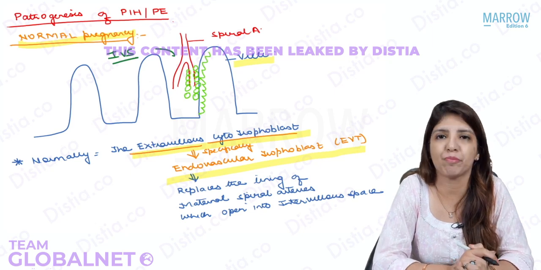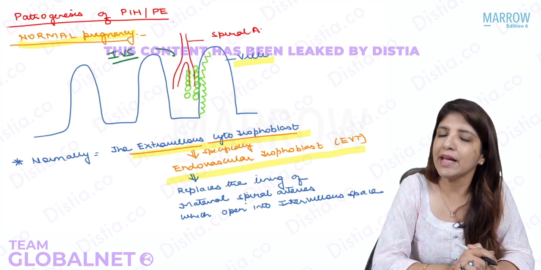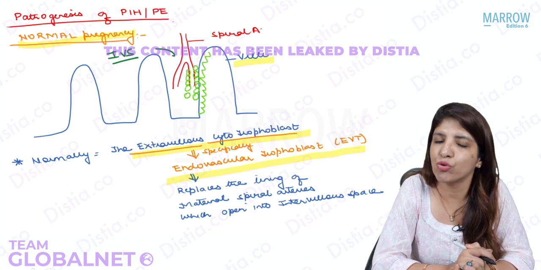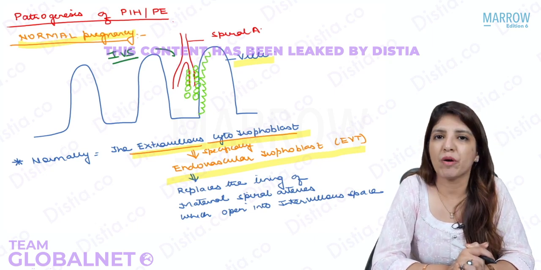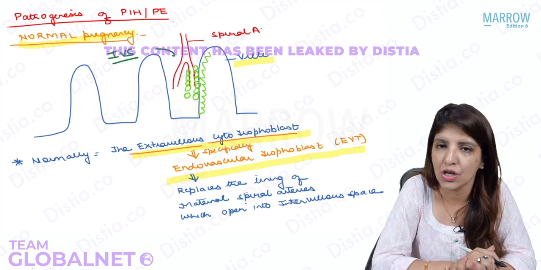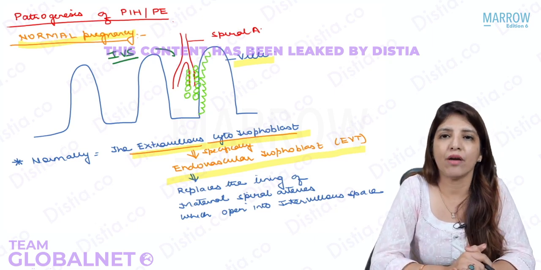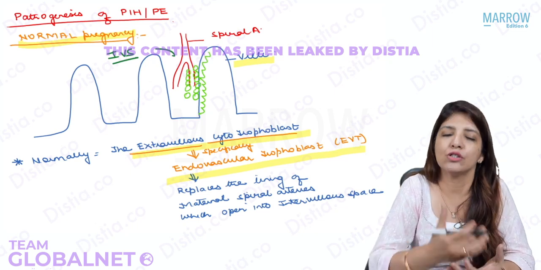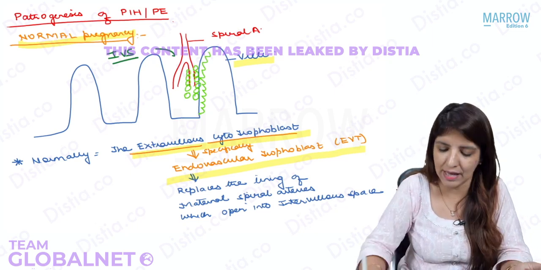So remember that it is the endovascular cytotrophoblast, which is a part of the extravillous cytotrophoblast, which replaces the lining of these maternal spiral arteries. Why is the endovascular cytotrophoblast doing that? This is because these spiral arteries have very high resistance. So in order to convert them from high resistance vessels to low resistance vessels, this is happening.